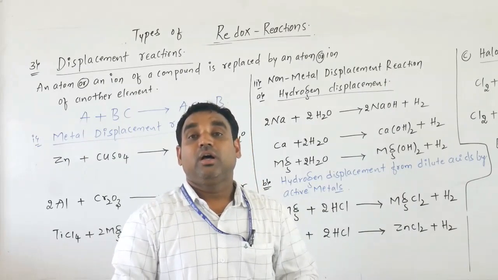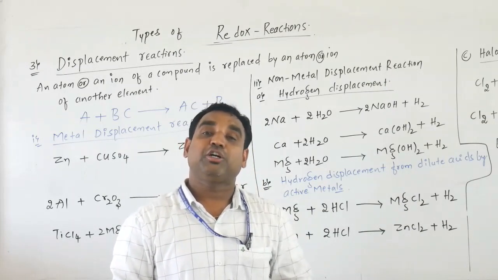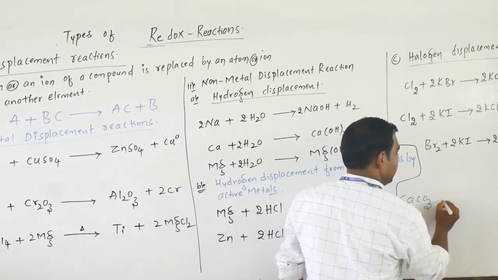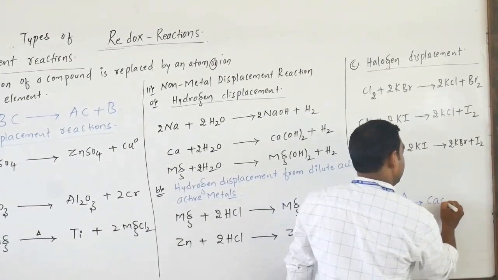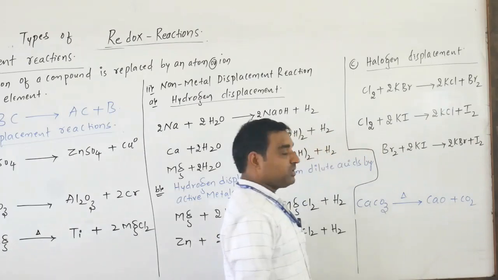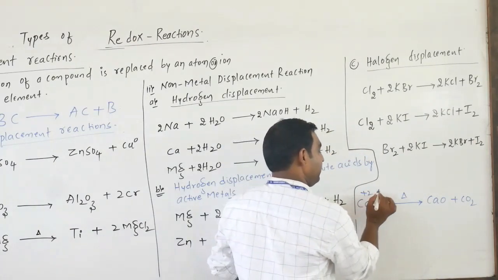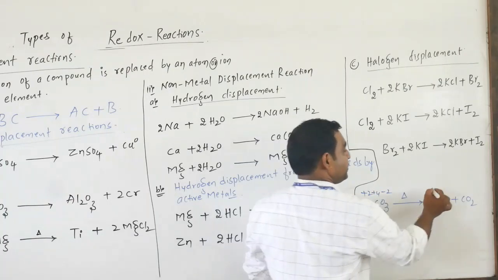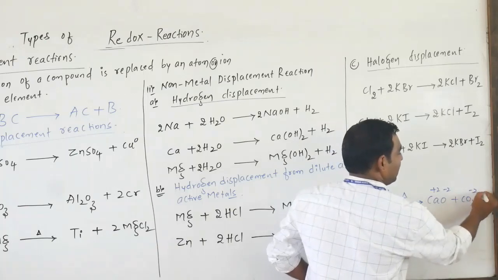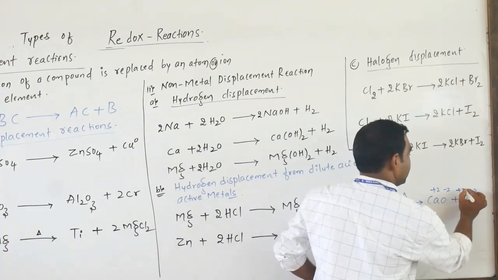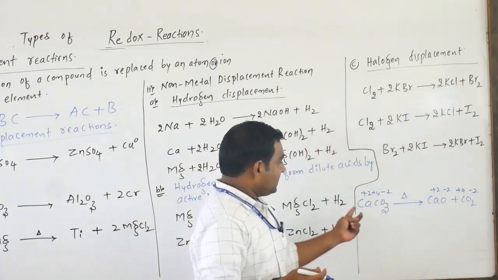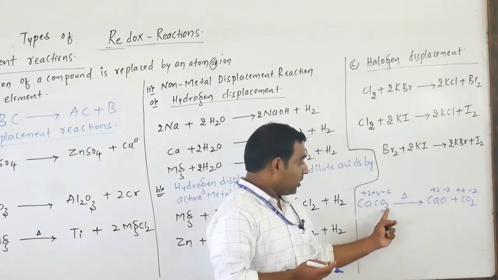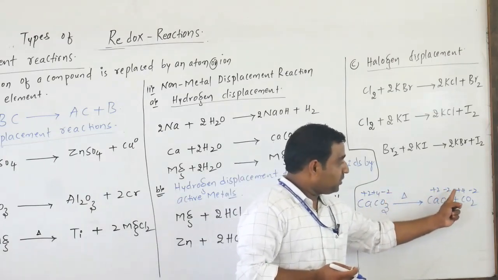In that, all decomposition reactions may not be redox reactions. For example, take CaCO3. Upon decomposition, it forms CaO plus CO2. The oxidation state of Ca is +2 here, oxygen is -2, and carbon is +4. After decomposition, Ca is +2. In CaO it is +2 only. Oxygen is -2 here, and also -2 and -2.